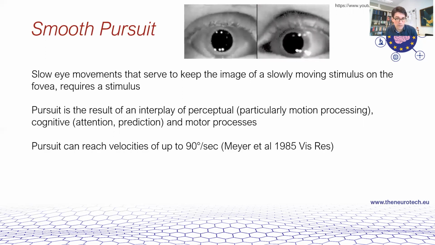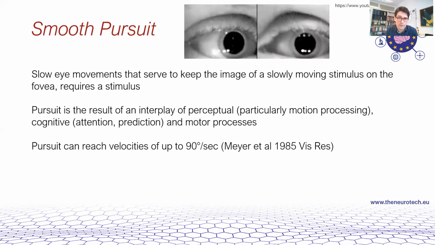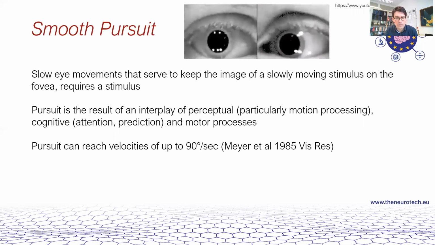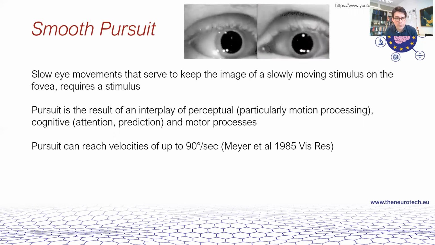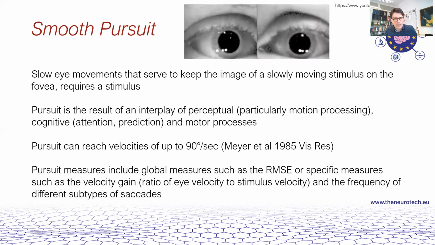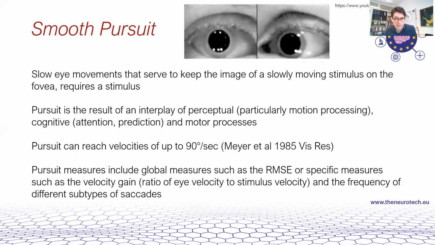Pursuit is mostly relatively slow. In laboratory studies, we typically use target velocities, stimulus velocities of up to 30 degrees per second, but pursuit eye movements can be made with velocities of up to about 90 degrees per second. We can measure pursuit in a number of different ways. There are both global and specific measures.